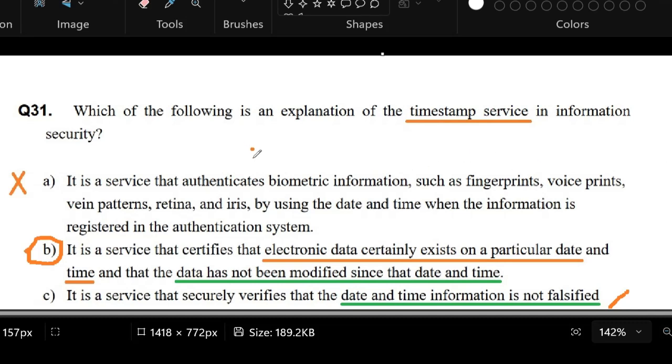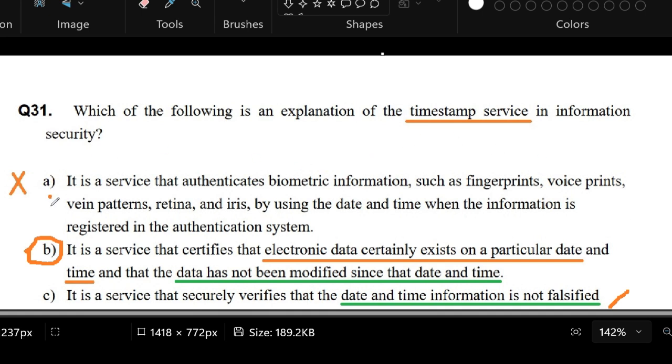Question number 31 of the PhilNITS FE morning portion of the exam. In this question, we are being asked, which of the following is an explanation of the timestamp service in information security? This question can be quite tricky, but I was able to arrive with the correct answer, which is letter B. And the way I did it was to eliminate those that appeared to be unlikely the correct answer.